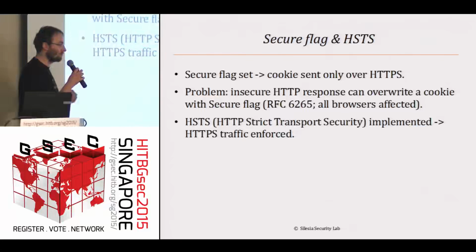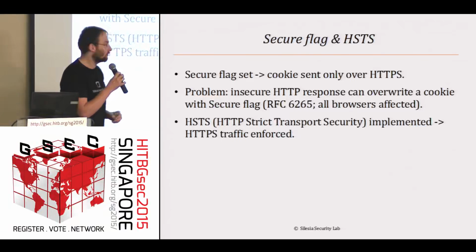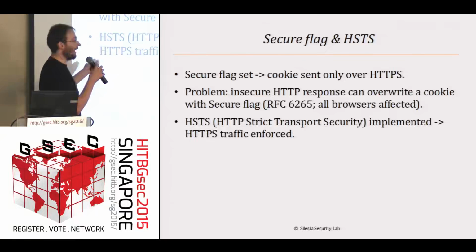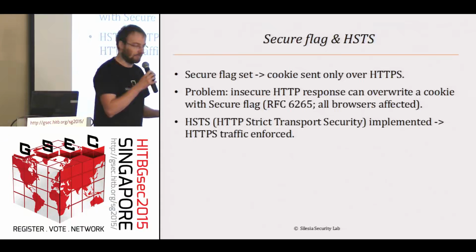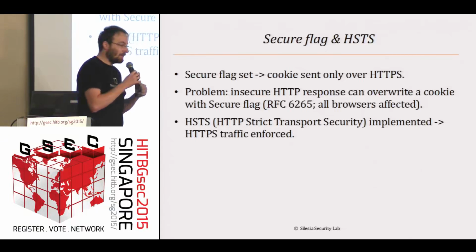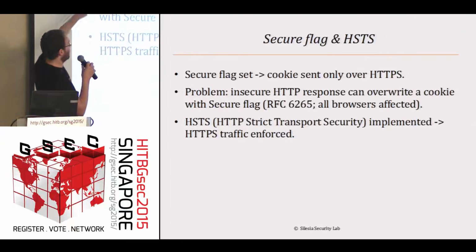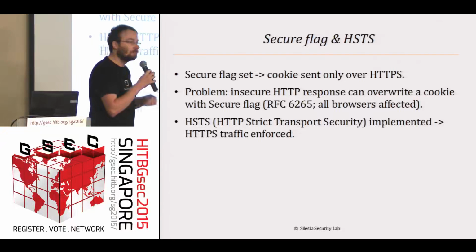With HSTS this is really powerful because the browser knows that only secure HTTPS requests should be sent. Even if you manually try to type something in the URL, like HTTP, no, the browser will not allow you to do it. And from a configuration point of view, the overhead is extremely minimal because this is just one header in the response. If you have HSTS implemented and you don't have the secure flag implemented, you are still secure, right? Because the HTTPS traffic is fully enforced.